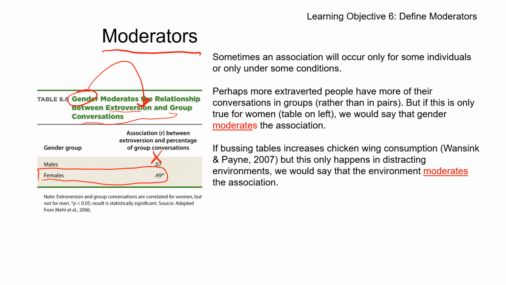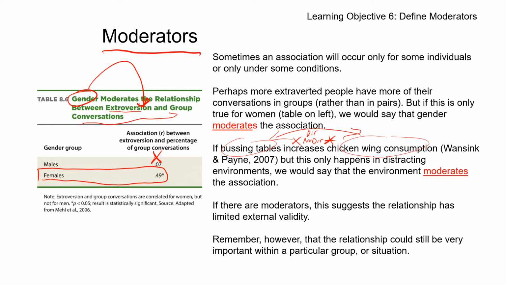The example I've used before, bussing tables and chicken wing consumption. That people eat more chicken wings when their tables are bussed. There's a correlation between chicken wing consumption and bussed tables. So there's a correlation between the two of these. However, it only happens in distracting environments. So if there's a distraction, there's a relationship. No distraction, there's no relationship. So distraction or the environment moderates the association between bussing tables and chicken wing consumption.